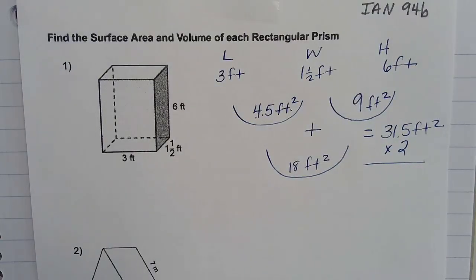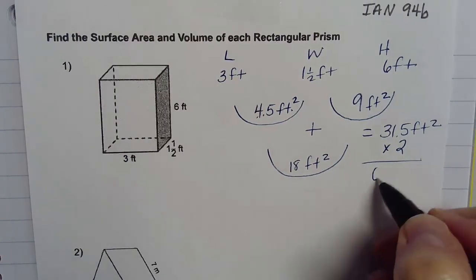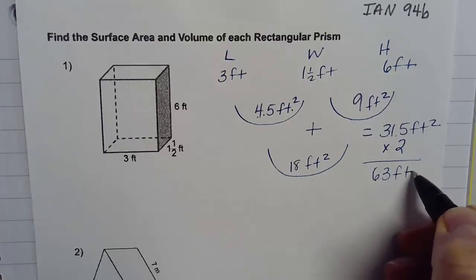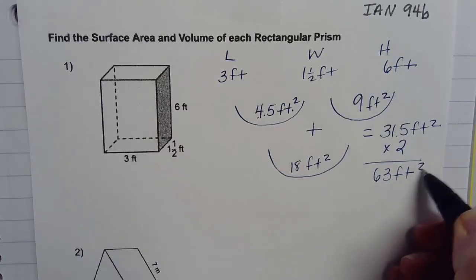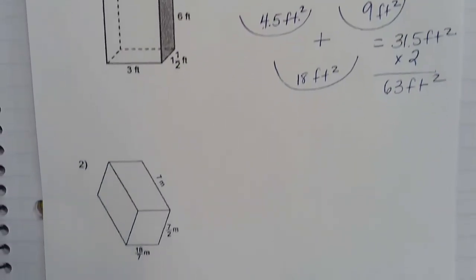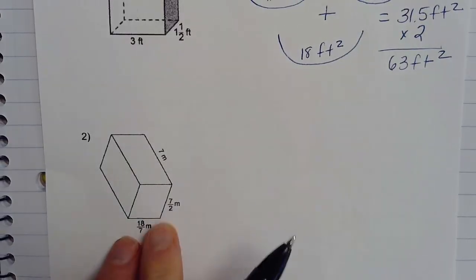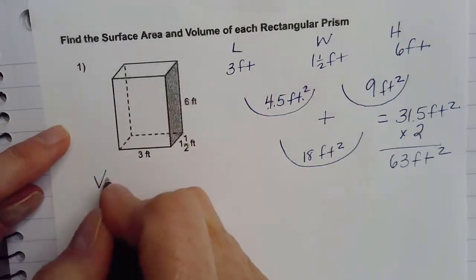So raise your hand when you can tell me what that surface area is going to be for that rectangular prism. Lacey? 63. And that's going to be feet squared. Questions? All right, so for this next one, we have the volume.